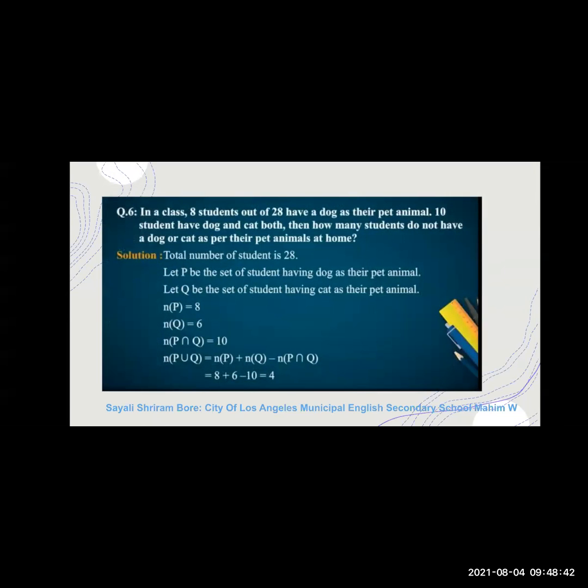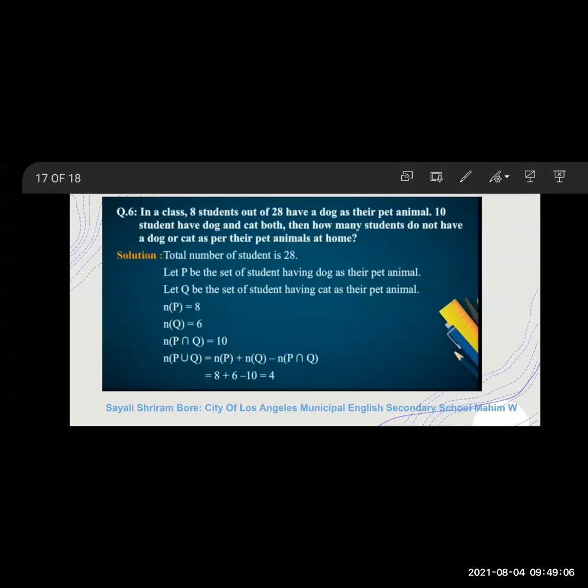Okay, now this is also one more example. In a class, 8 students out of 28 have a dog as their pet animal. 10 have dog and cat both. That will be the intersection part. And how many students do not have a dog or a cat as their pet animal at home? Okay, so here also the word not is used.